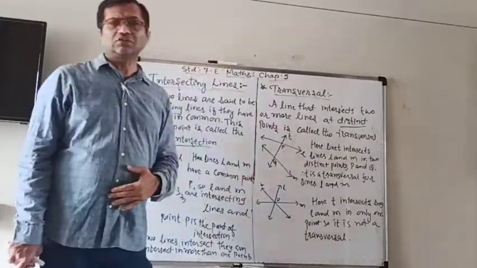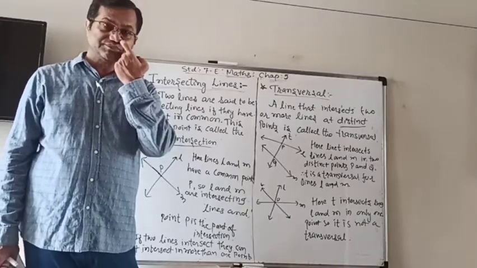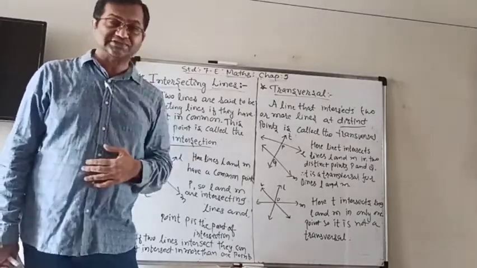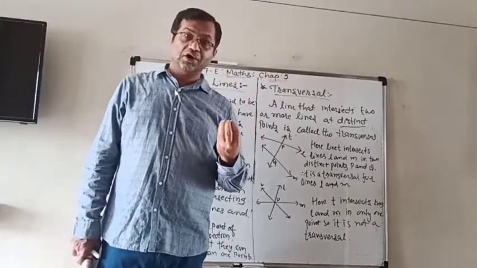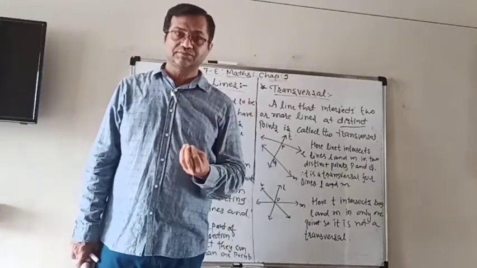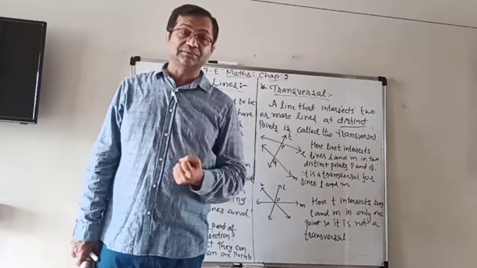In the next video, we have to learn that when a transversal intersects two lines, then some pairs of different angles are made, and that we will learn.